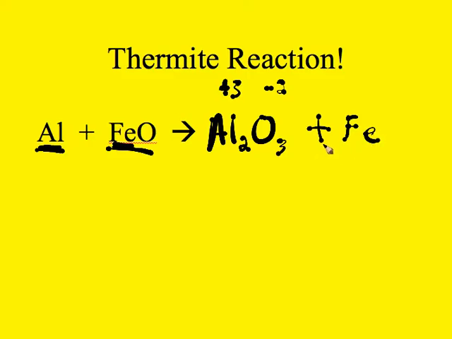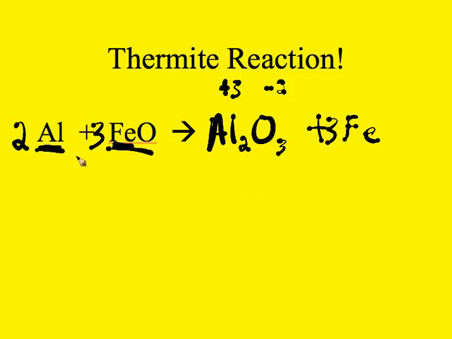I showed a video in class about an application, how a stadium was made in Arizona using just this reaction. People who have watched Breaking Bad or Mythbusters have probably heard about thermite in those shows. Mythbusters, they love thermite. If I'm going to balance this, it looks like I have 2 aluminums that I need to get balanced, so I can put a 2 there. Looks like I have 3 oxygens, so I can put a 3 there. And I can put a 3 here for the irons because of that.